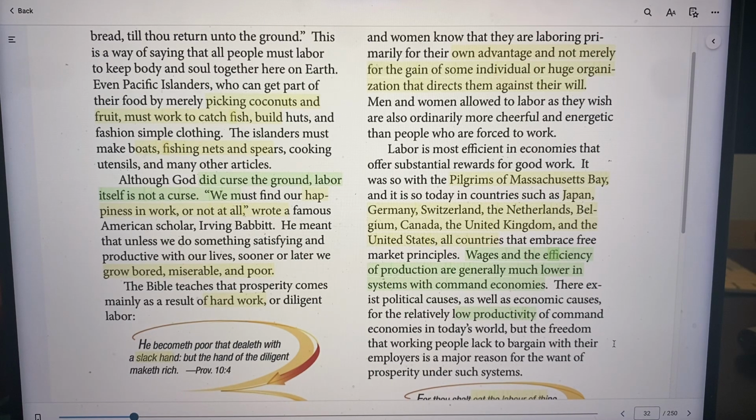The communist side of Berlin was totally devastated by poverty, and West Berlin had flourished with prosperity because of free enterprise. See the difference. So let's go on.